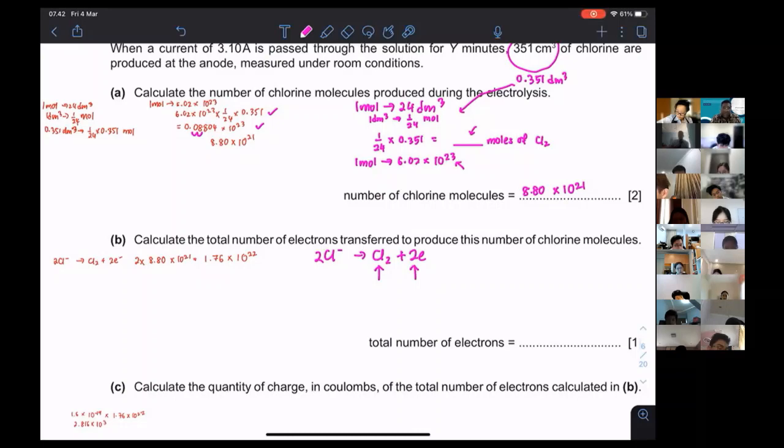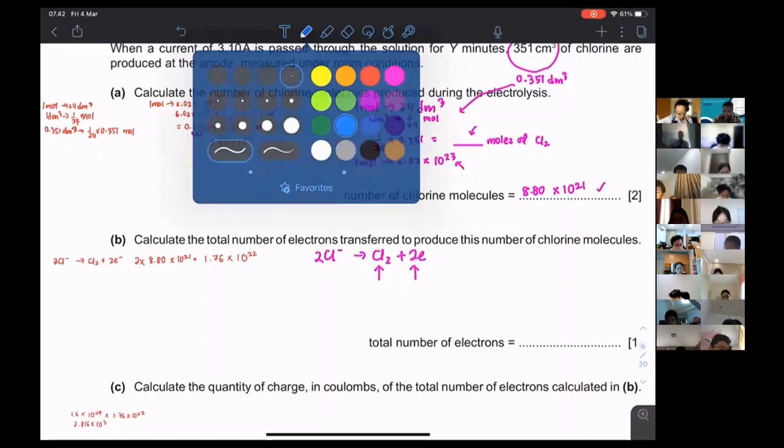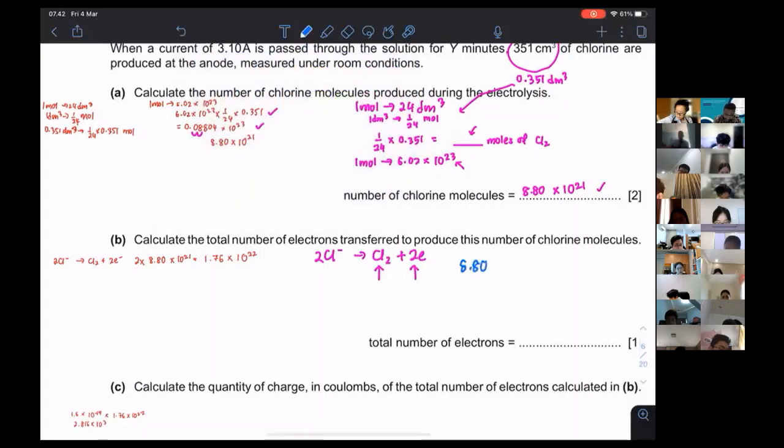You have calculated the number of molecules, so you just need to times by 2, 8.80 times 10 to the power of 21 times by 2. Once you times by 2, you will get this value. I calculated for you, 1.76 times 10 to the power of 22. Those who haven't calculated, you have your calculator, you can calculate together. You still have time. Just try to calculate and check whether you have the same correct answer as mine.